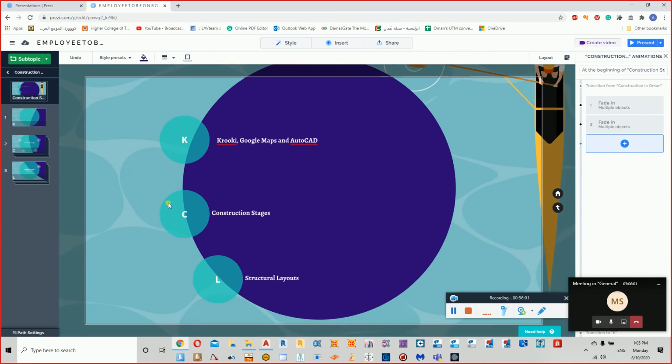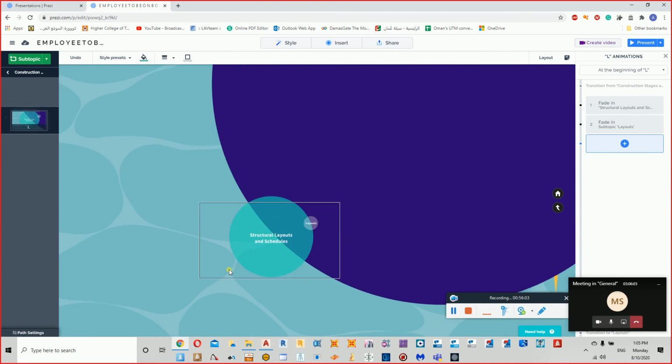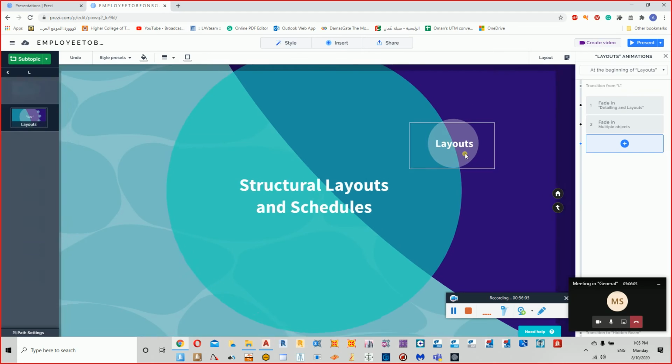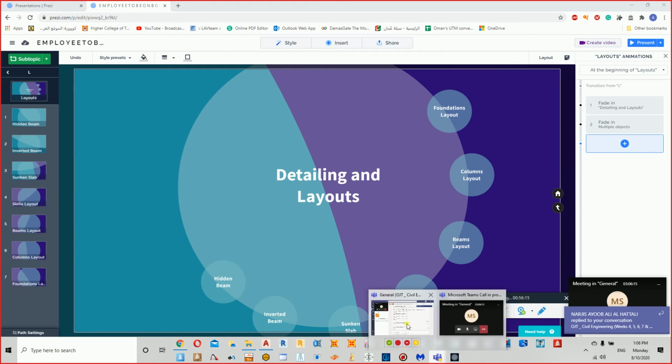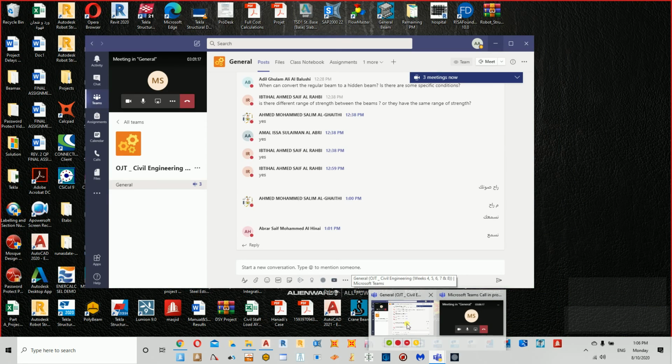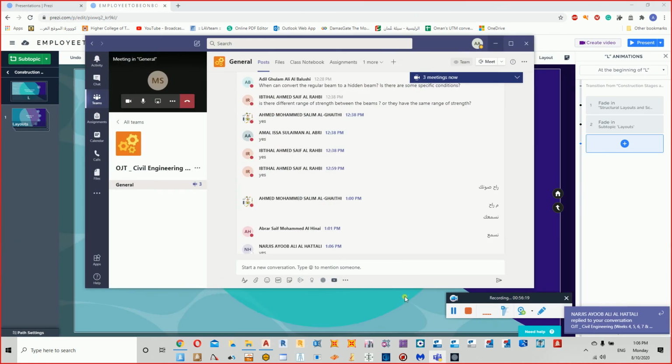Are we okay with it? Is it clear for you? Okay. Okay. After the beams layout, I mean, is it clear?